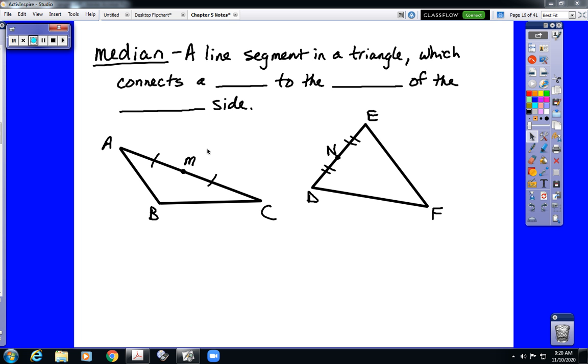So, a median is a line segment in a triangle which connects a vertex, i.e. one of the corners of the triangle, one of the 3 points of the triangle, to the midpoint of the opposite side.